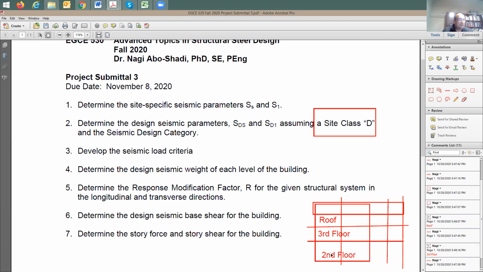So actually, the third floor and second floor are going to be identical. Just going to be a copy here. The roof is going to be different. As we said, the roof doesn't include any concrete. The third and the second will include some concrete, right?